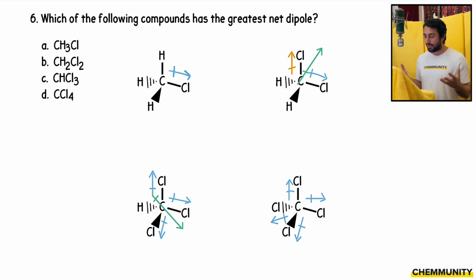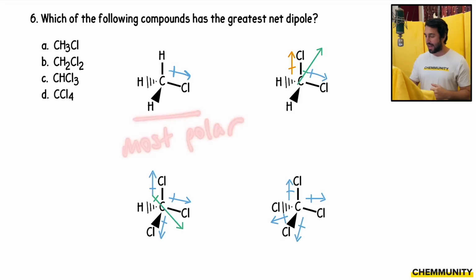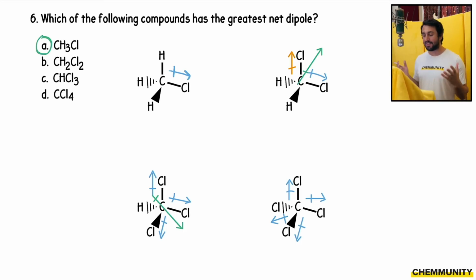But it is actually not the case, because as we said, when we start adding C-Cl bonds that are pointing in different directions, the overall net dipole ends up getting diminished; the length of that net dipole is smaller. So the most polar molecule actually ends up being CH3Cl, because it is the one that has just that one bond dipole that doesn't end up getting shortened by any kind of vector addition. So that one is going to be the answer. A will be the molecule with the greatest net dipole.